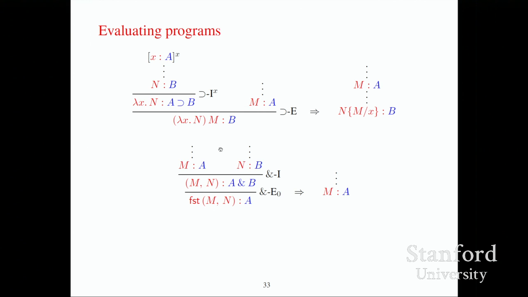And then these are just the rules for evaluating programs. So this just says, well, what is lambda x n applied to a term m? It's just n with all occurrences of x replaced by m. That's just the notation that means that. And then you can simplify the proof that the original is well typed to give you a proof that the result is well typed. And similarly for getting the first component of a pair. Now you're probably getting a sense of déjà vu.